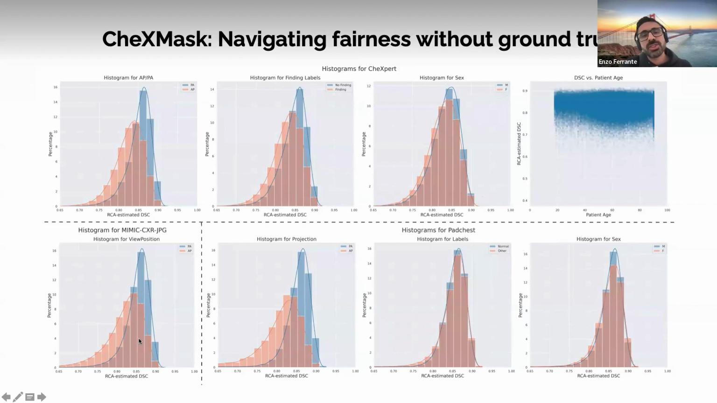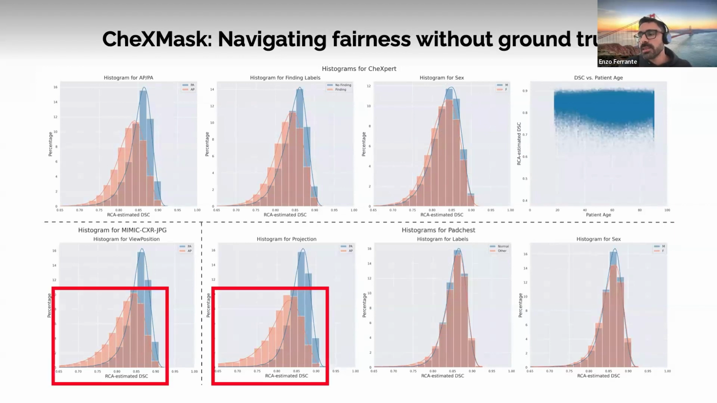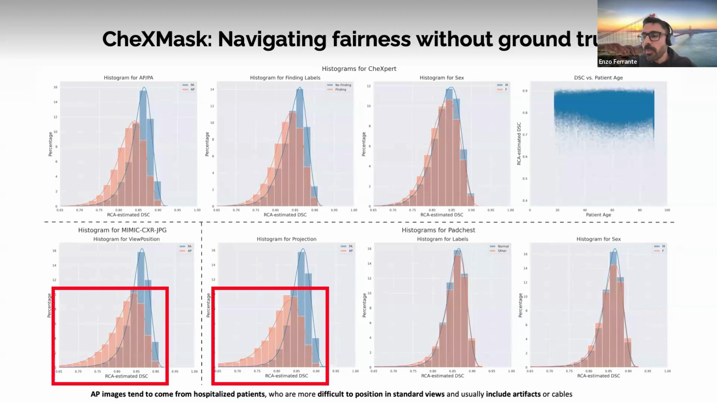When we stratify our data by view position, what that means is that we are taking AP or PA X-ray images, like images taken from anterior-posterior or posterior-anterior, which for the eye doesn't have a huge difference. Now, what we observed was that images coming from AP, anterior-posterior here, had a much lower DICE than images coming from posterior-anterior.